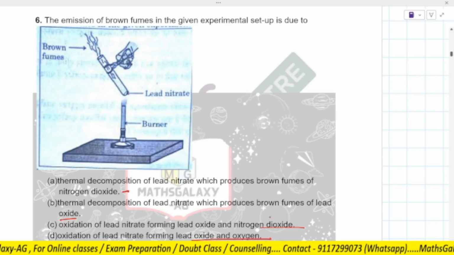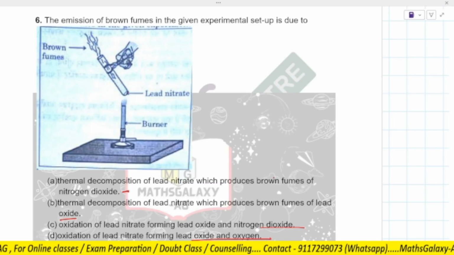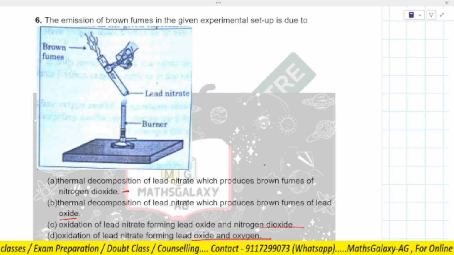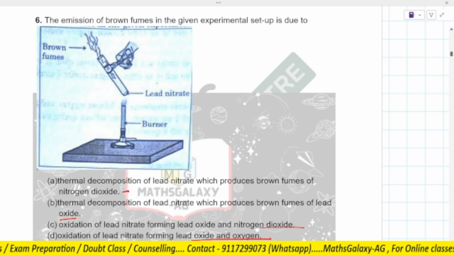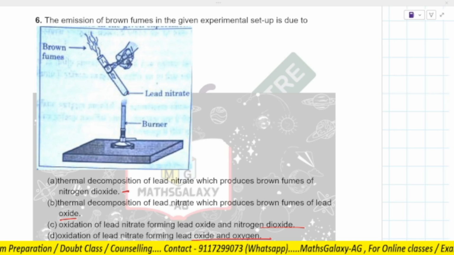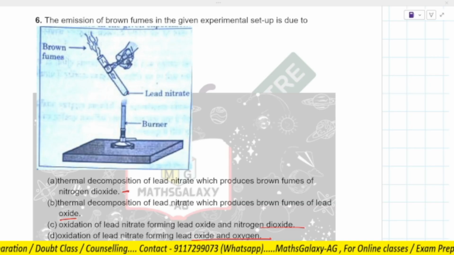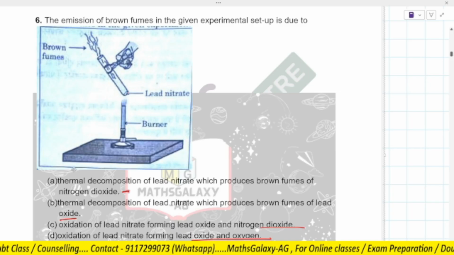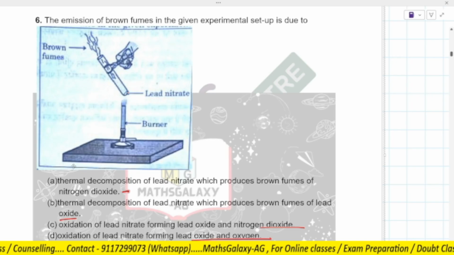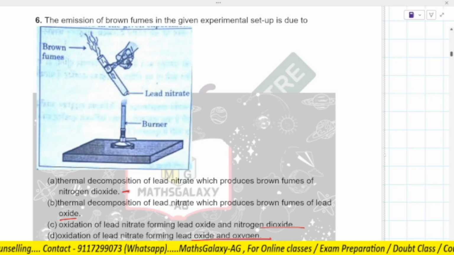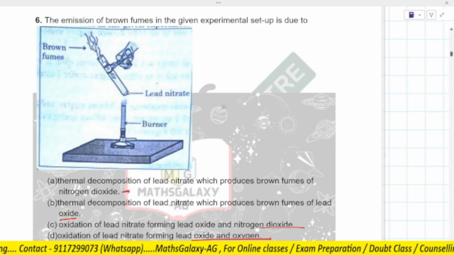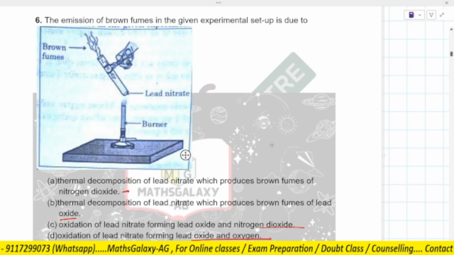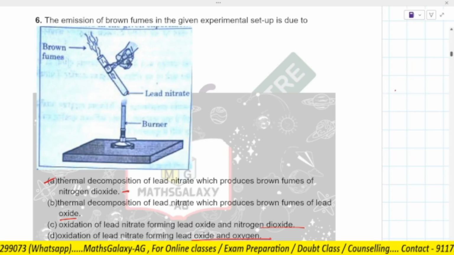So which one will be correct? Lead nitrate, Pb(NO3)2, gives PbO plus NO2 and O2. So it will be thermal decomposition of lead nitrate, which produces lead oxide and brown fumes of nitrogen dioxide. So it will be option A.